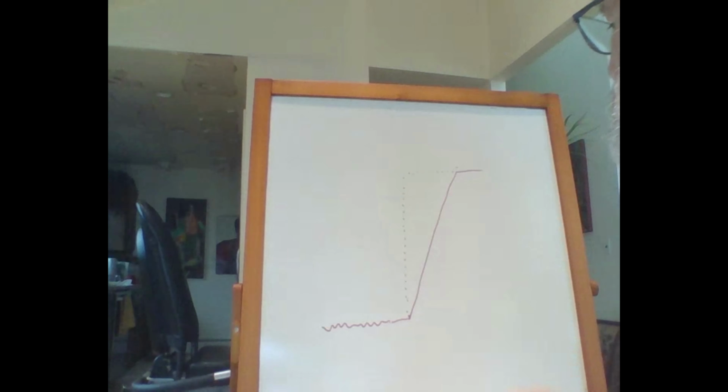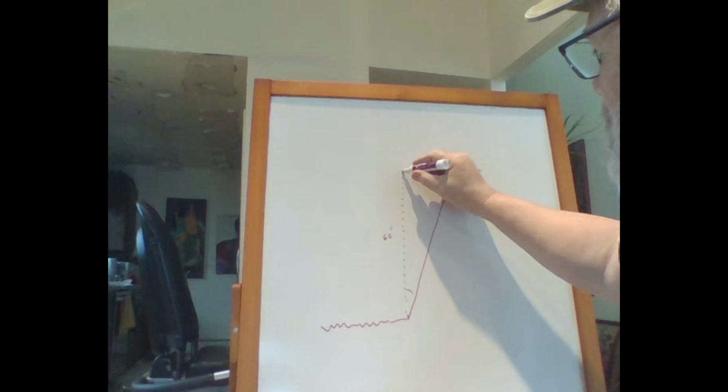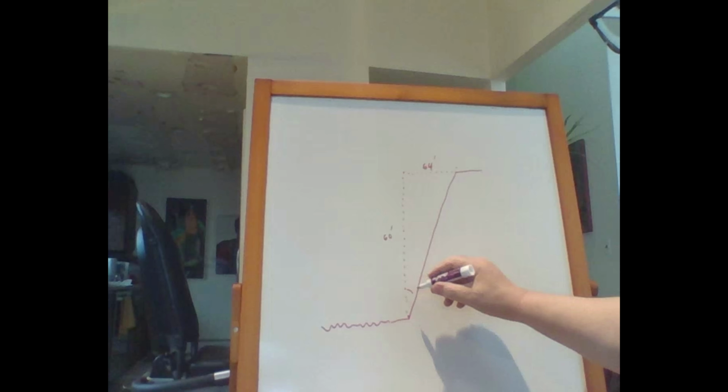Whoops, I'm so used to writing degrees. This hash mark here, whoops, that's pretty smudged. 60. That represents a foot. And we found that this was 64 feet in this direction. And that was all we knew. We wanted to know how steep the slope was.